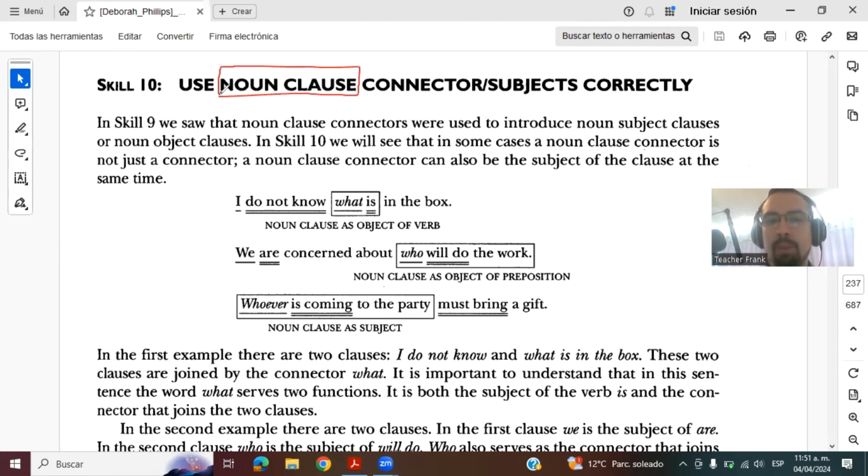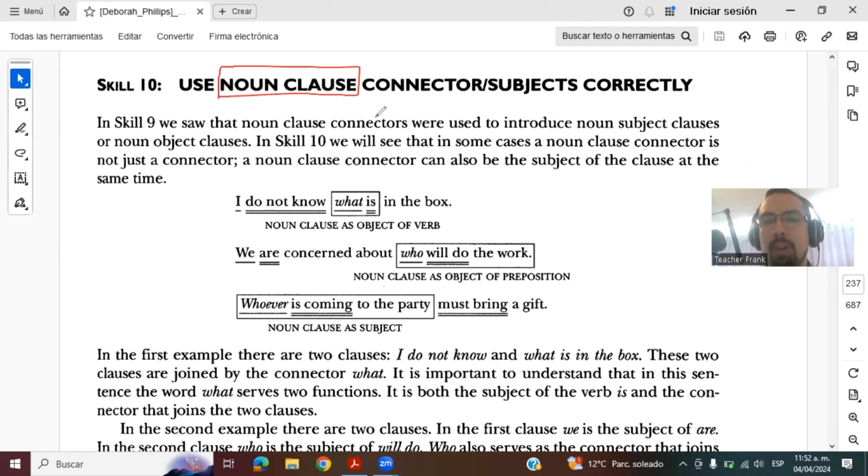Now, in this class, we're still going to continue to work with noun clauses. If you remember from Skill 9, a noun clause is a group of words that could basically be summarized in "it," right? I know it, I know what you did. What you did is "it." I know it. And of course, when we're talking about clauses, we typically have two clauses and a connector joining the two clauses, right?